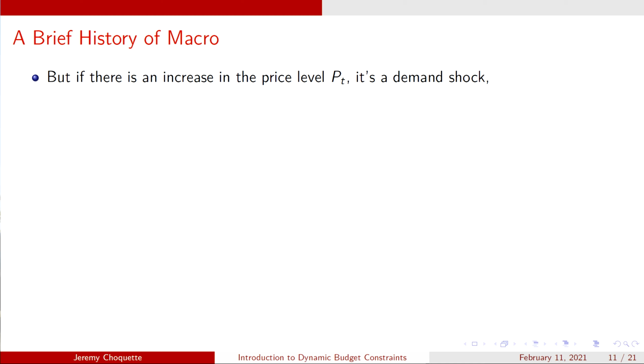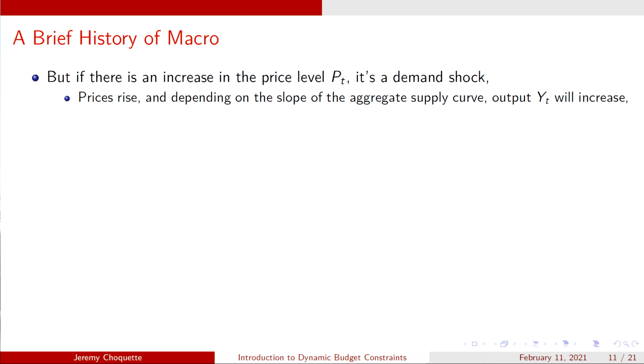However, if we think of this as an increase in the price level, we can think of that as a demand shock. It's an aggregate demand shock. Prices will go up in an aggregate demand shock because we have a downward sloping demand curve shifting along an upward sloping supply curve. Prices will rise, but output will also rise. So in a supply shock, output and price move in opposite directions. In a demand shock, on the other hand, output and price move in the same direction.